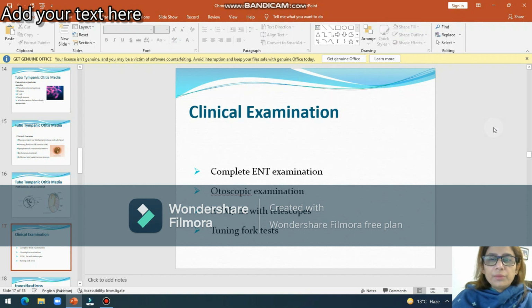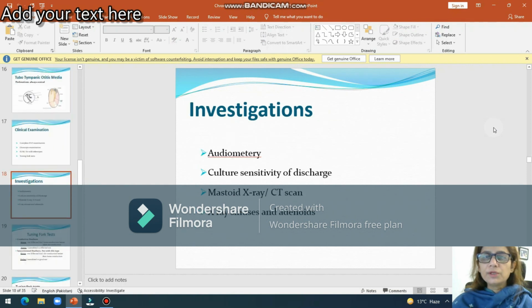Then you will perform a tuning fork test to assess the type and severity of the hearing loss. Rinne's will be negative, showing conductive hearing loss, and Weber will be lateralized towards the same ear. You will put the tuning fork first in front of the ear, then on the mastoid. The patient will hear better when you put the tuning fork over the mastoid, so it is Rinne's negative. The patient is hearing better through bone, and Weber will be lateralized towards the same ear.